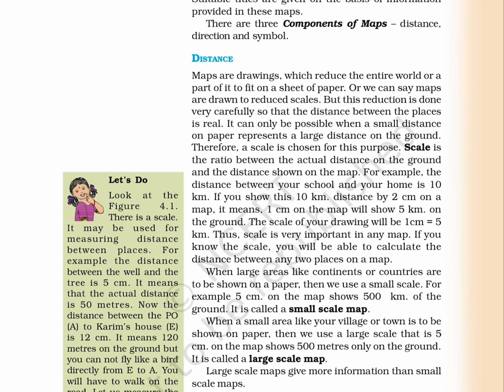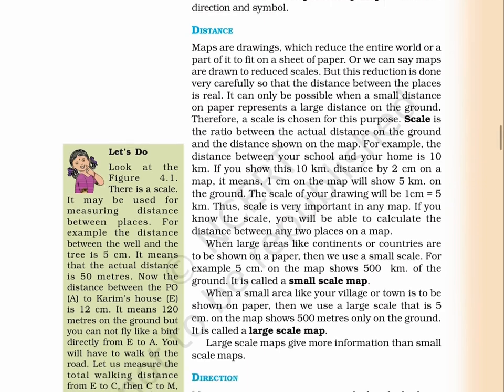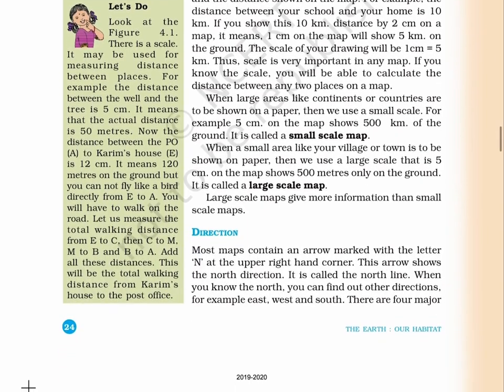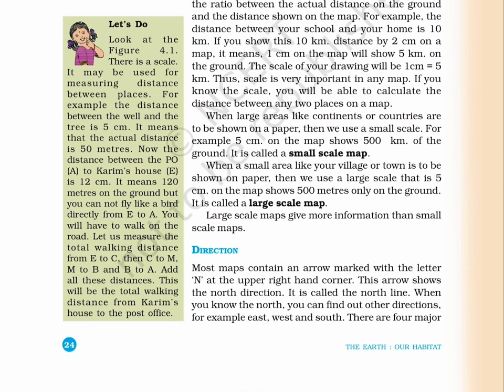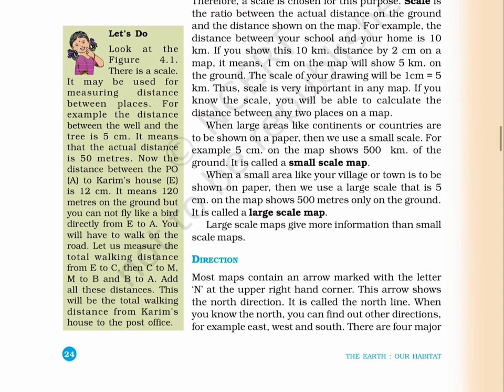When large areas like continents or countries are to be shown on a paper, then we use a small scale. For example, 5 centimeters on the map shows 500 kilometers of the ground. It is called a small scale map. When a small area like your village or town is to be shown on paper, then we use a large scale, that is 5 centimeters on the map shows 500 meters only on the ground. It is called a large scale map. Large scale maps give more information than small scale maps.